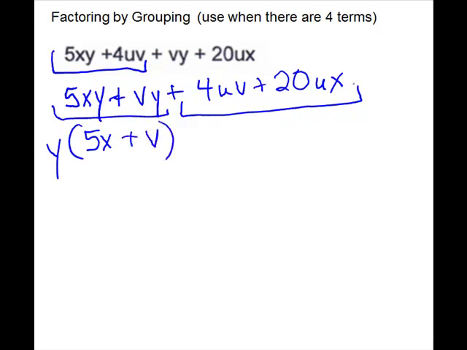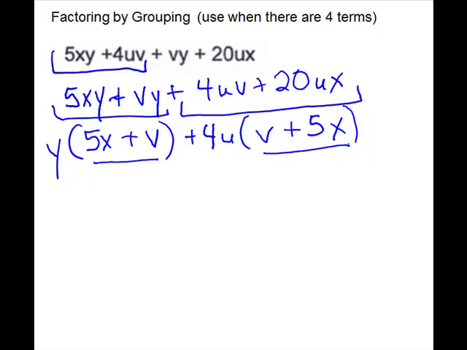In the second group, I can take a 4 and a u. And it leaves v plus 4 into 20 will go 5 and an x. We'll look closely. These do have a common binomial. They're just turned around, but it's addition, so it doesn't matter. We could use either one of those for our GCF. So I will use the 5x plus v, and then we'll pick up the missing terms, y plus 4u.